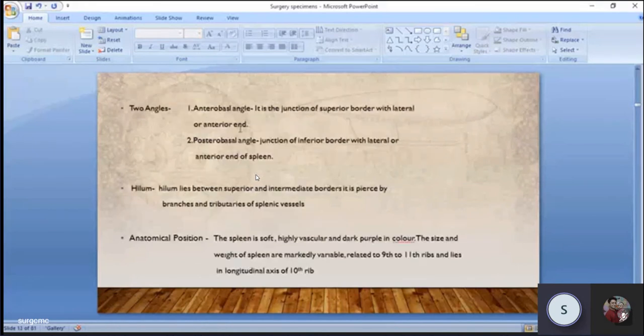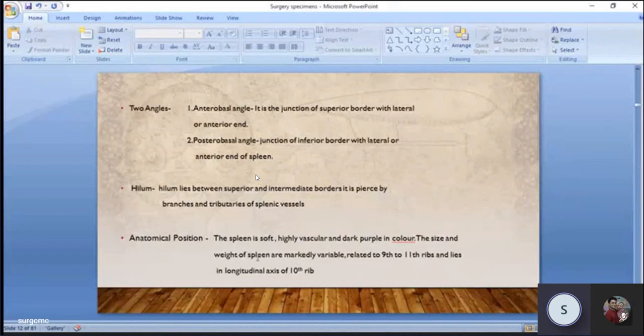There are two angles, anterior and posterior angles, and the hilum. The hilum lies in between the superior and intermediate borders. It is pierced by branches and tributaries of splenic vessels. So what is the anatomical position? That is the second question that will come to you. And why do you say it is a spleen? It is soft, highly vascular, dark purple in color.